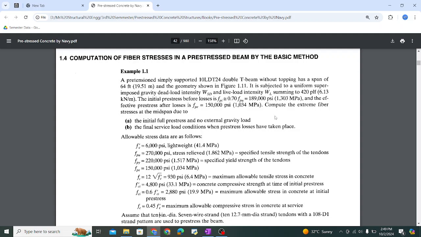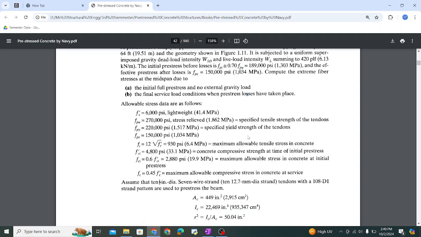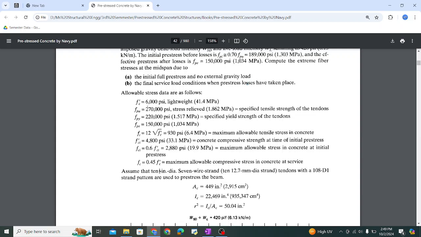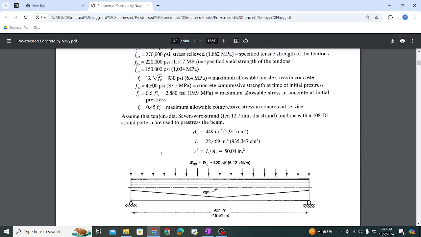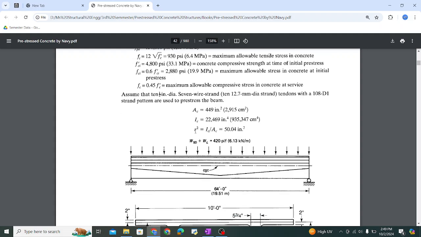In the given data, we are given the WST, dead load intensity, live load intensity, and initial pre-stress losses. We are also given allowable stress data. Here you can read it, and we are also given the sectional properties like AC, IC, R square.